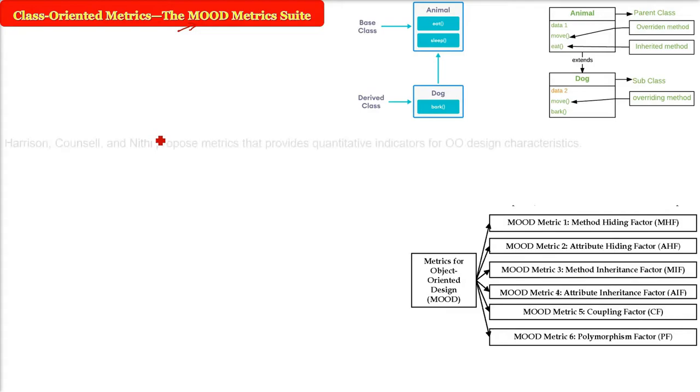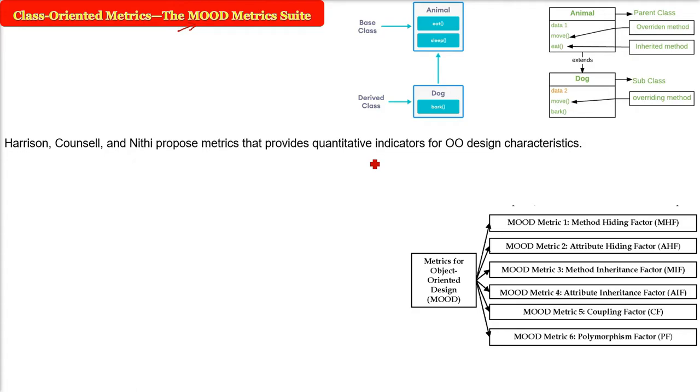Two of them we are going to see. Now Harrison, Counsell and Nithi proposed metrics that provide quantitative indicators for object-oriented design characteristics. That is, we are going to get numbers, and numbers we can very well estimate. So as a sampling of the MOOD metrics, let us take the method inheritance factor. This one we will take, and we will take the coupling factor.